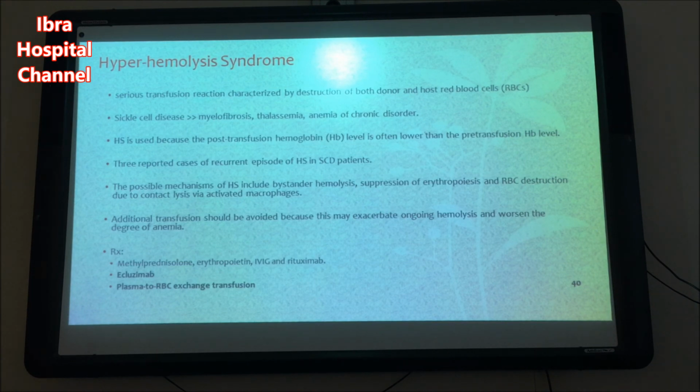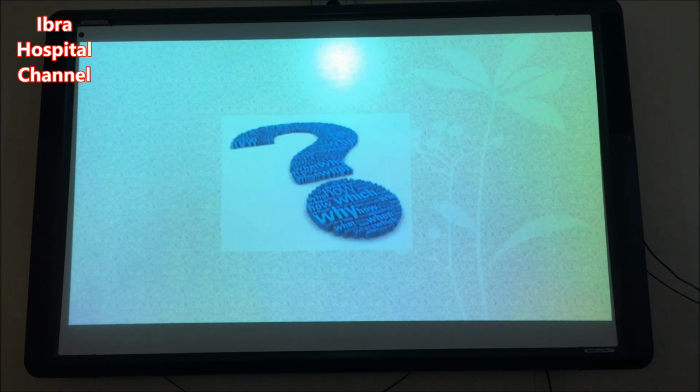Is it clear? As I said, additional transfusion should be avoided because this may exacerbate ongoing hemolysis and worsen the degree of anemia. The management is not yet clear. They have tried all sorts of treatments, but the efficacy is not well established. And that's it. Thank you very much.